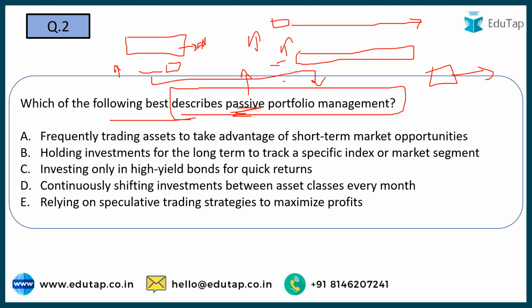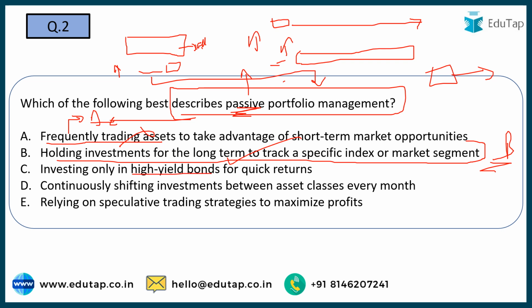Passive portfolio, frequently trading assets? No, because frequently trading assets is a component of active. Active means what? That you are trying to buy and sell on very frequent days. For example, I bought on Monday and sold on Tuesday. Again on Tuesday I bought something and sold on Wednesday. So this is frequent asset trading. Okay. Holding investments for long term to track a specific index or market segment? Yes, this is the correct one. Therefore your answer will be option number B, because you are holding the investment for long term, right?